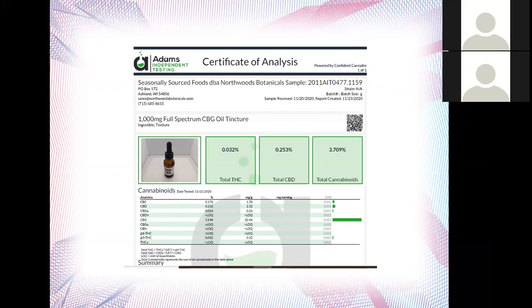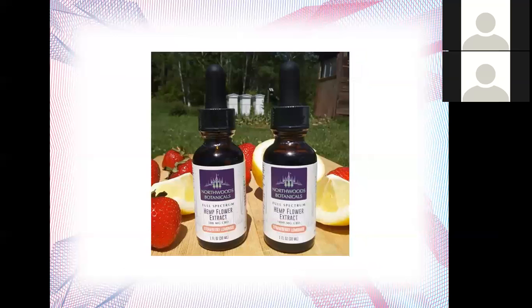as well as milligrams per serving. So that all indicates the amount of cannabinoids that are in our products, so that we can make accurate claims as to how many milligrams are in a given bottle of our tincture, for example. So that's the certificate of analysis. It's really important to look for when you're purchasing hemp and CBD products.